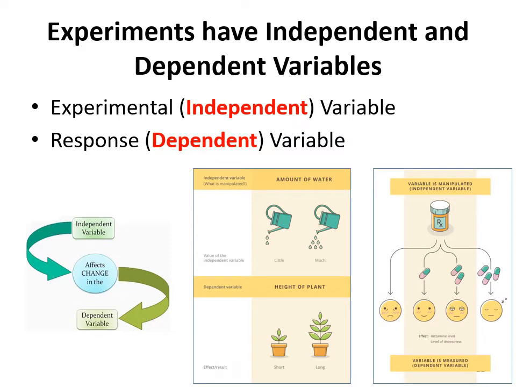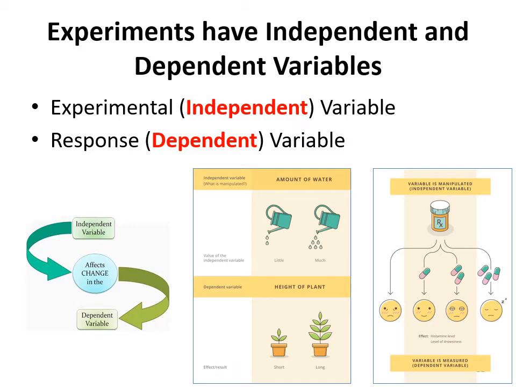Now, in addition to control and experimental groups in an experiment, it's very important that you understand the difference between the variables that you can find in an experiment. And they are the independent variable versus the dependent variable. Now, one way to think of the difference between these two variables is the independent variable or experimental variable is what you as the experimenter are changing or manipulating.